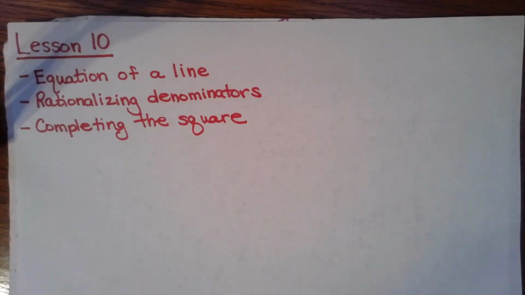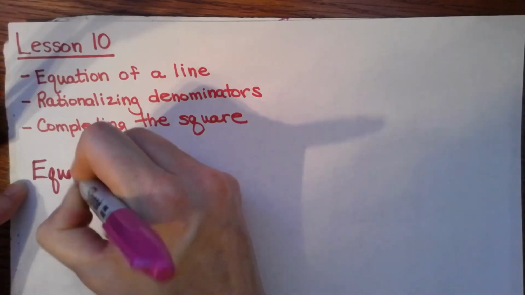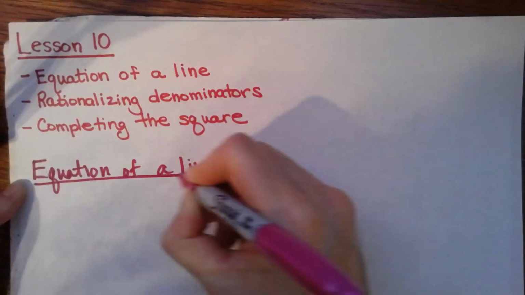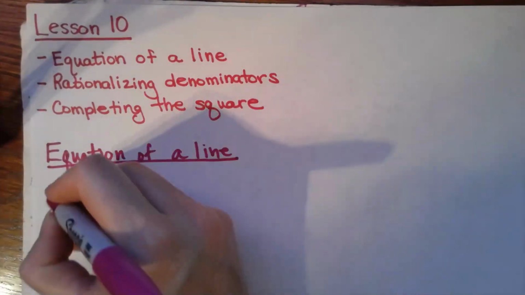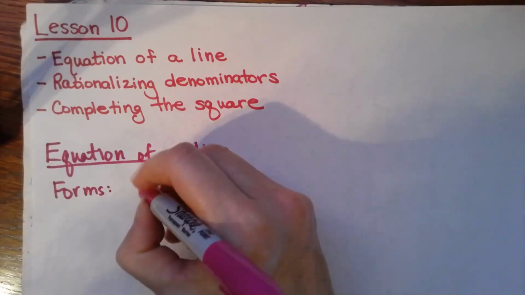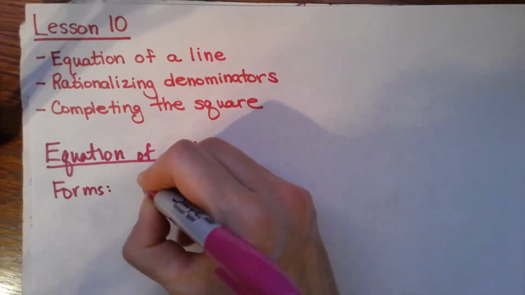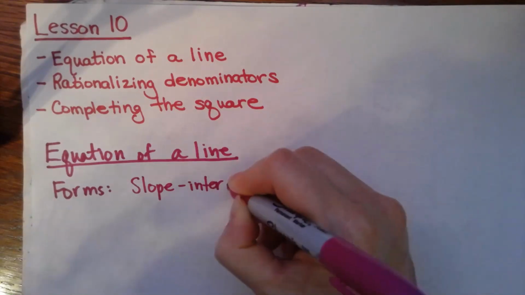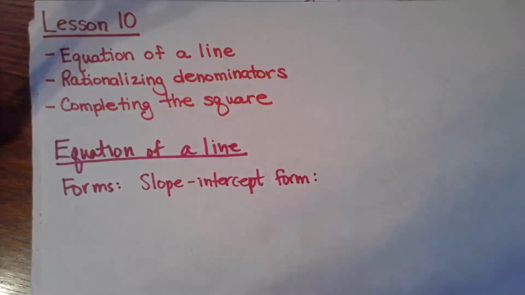So first of all, we're looking at the equation of a line. So we know a couple of different forms. One of our forms is called point slope, or let's do slope intercept first, sorry. Slope intercept form. This is probably one of our favorites.